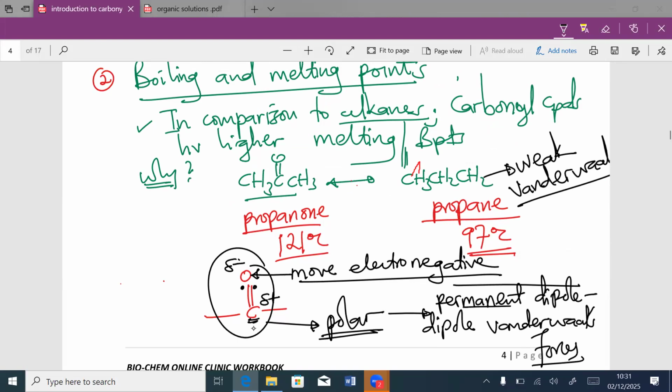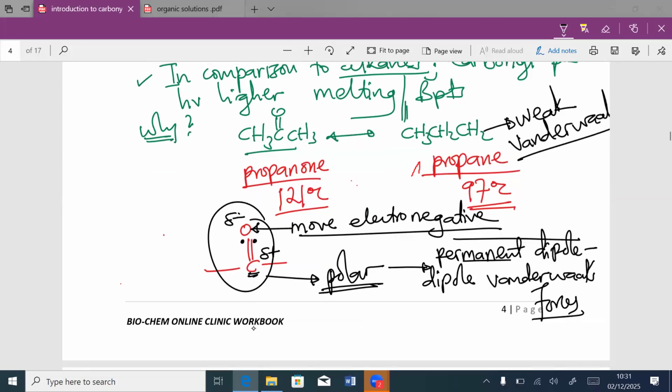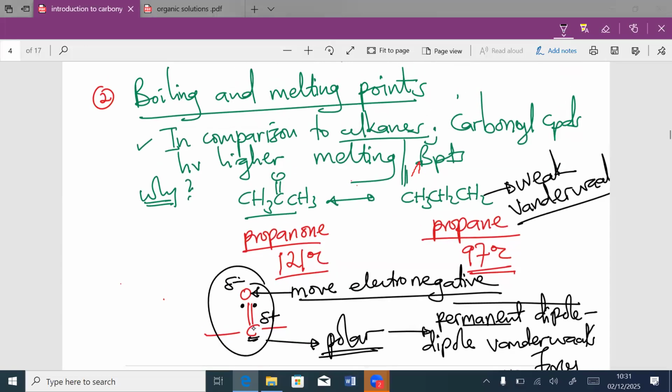So in comparison to alkanes of a comparable molecular mass, carbonyl compounds have a higher melting or boiling point. Why? Because the carbon-oxygen bond in carbonyl compounds is polar, making the molecules associate by permanent dipole van der Waals forces of attraction, which are stronger than the weak van der Waals forces of attraction in alkanes of a comparable relative molecular mass. I hope I'm well understood there.